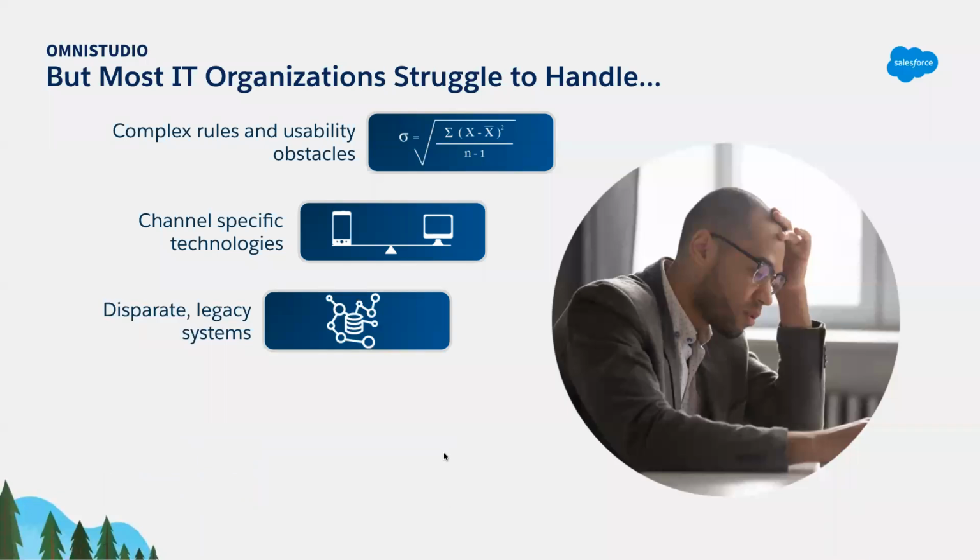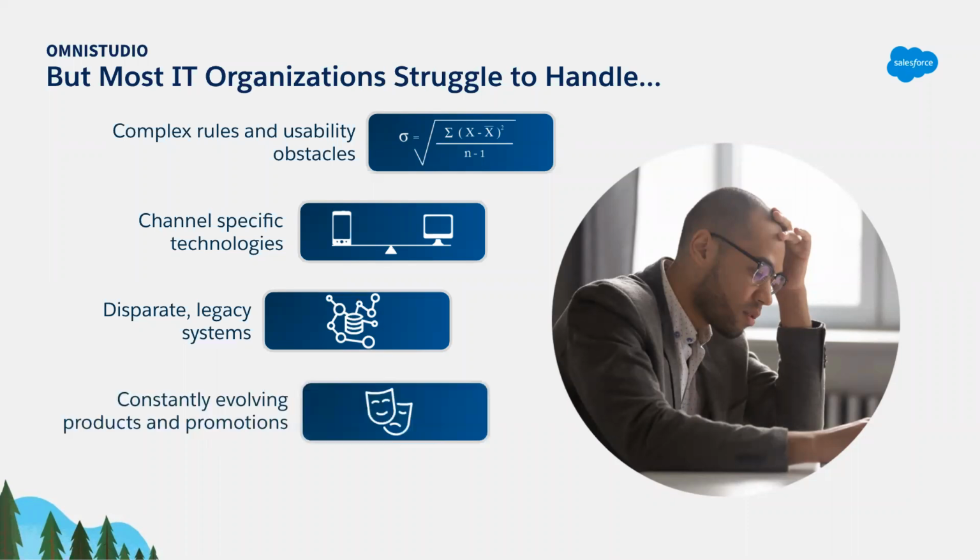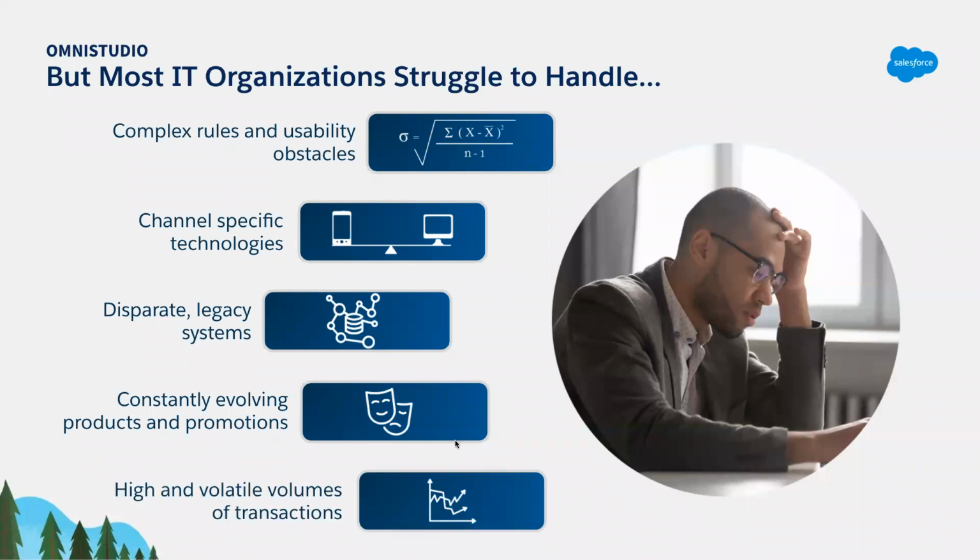And of course, all of these big companies have all these different systems. It's a fact of life, and you've got to work with them. They've got all of these constantly evolving products and promotions, whether they're taking the initiative or their competitors are. You know, a lot of these markets are very much in flux. And in the B2C space, there are a lot of very volatile and spiky volume trends.